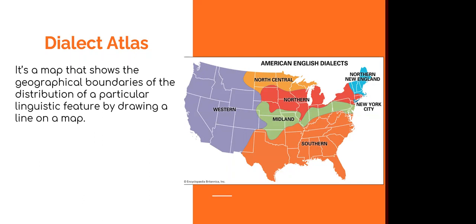So it is about the Dialect Atlas. It is actually a map that shows the geographical boundaries of the distribution of a particular linguistic feature by drawing a line on a map. So basically, as you can see, there's the southern and western, and also the midland and several parts in the United States. And basically every part here has their own dialects or some difference in English, but they could probably understand each other when they communicate. Next, please.